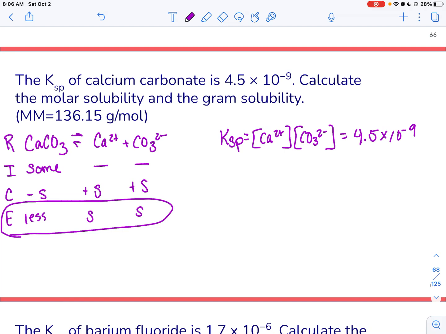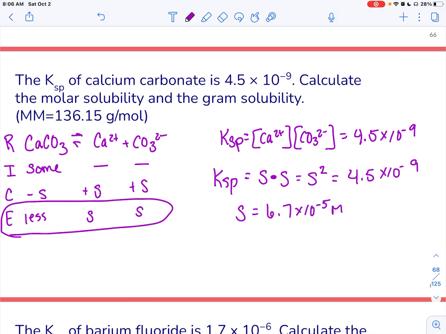So now we can plug in S into our Ksp expression. So Ksp is going to be S for our Ca2+ times S for our CO3 2-. So Ksp is going to be S squared. We can set that equal to the number that we know and solve for S. So our solubility is going to be the square root of 4.5 times 10 to the negative 9. So that's our solubility.